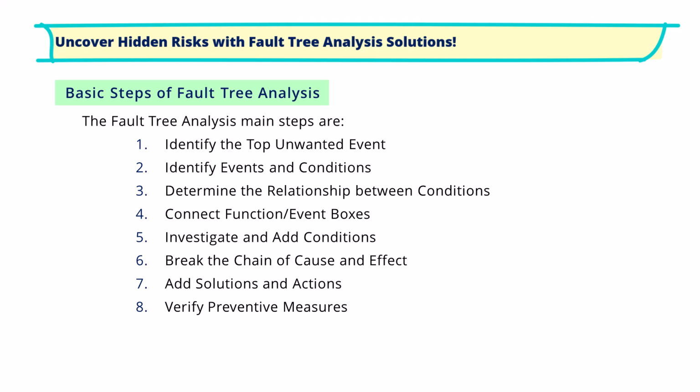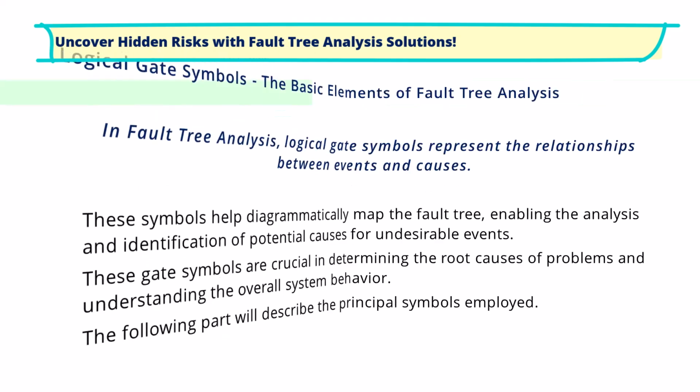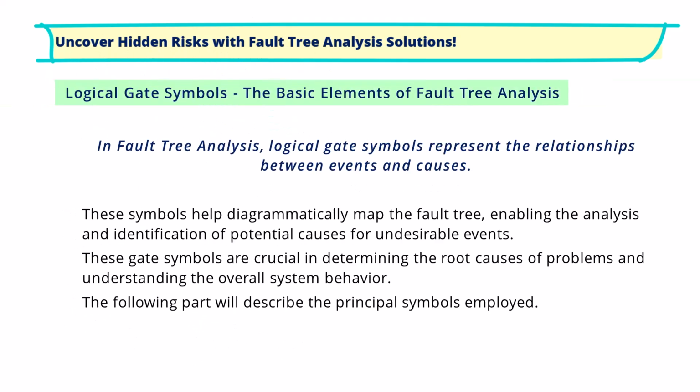The fault tree analysis main steps are: identify the top unwanted event, identify events and conditions, determine the relationship between conditions, connect function event boxes, investigate and add conditions, break the chain of cause and effect, add solutions and actions, verify preventive measures. Logical gate symbols, the basic elements of fault tree analysis.